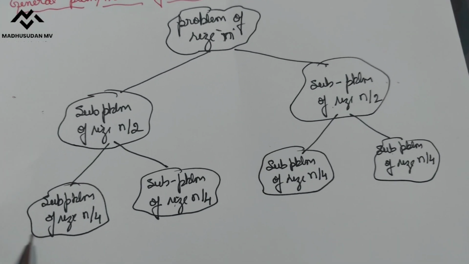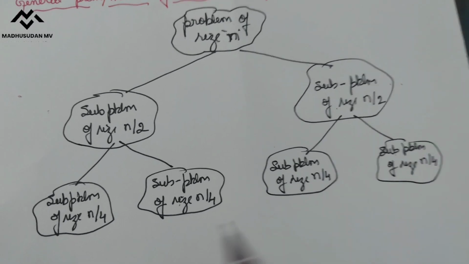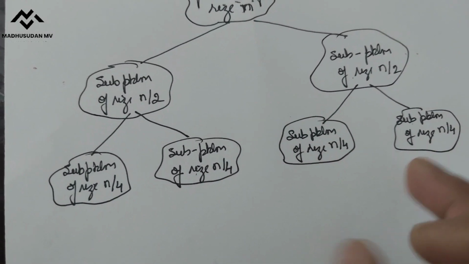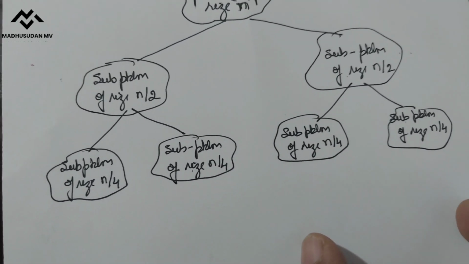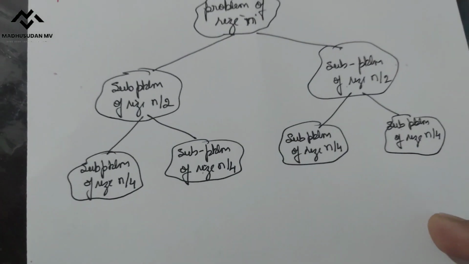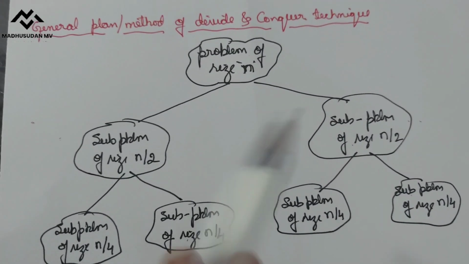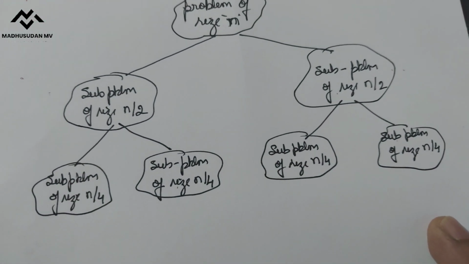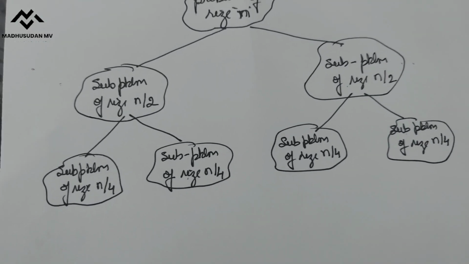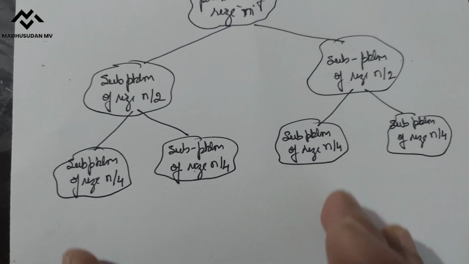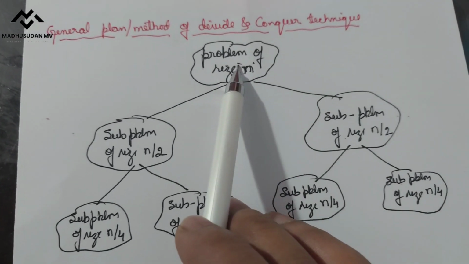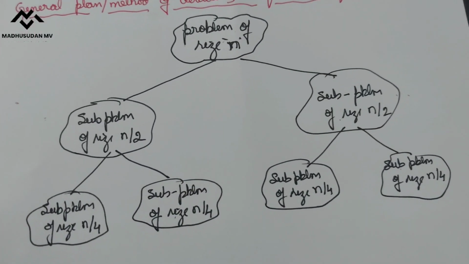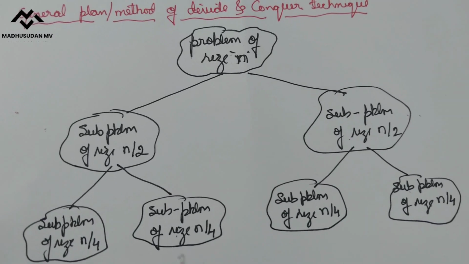Suppose these sub-problems are still large. Then again we need to divide each of the 4 sub-problems into two parts, so in the next level we get 8 sub-problems. It is not mandatory to stop at 1 level or 2 levels. For some problems it may go to a 3rd level of 8 sub-problems of size n by 8, and a 4th level of 16 sub-problems of size n by 16. It can go anywhere, depending upon the problem size n. In general, we keep dividing until the problem size becomes very small so that we can get the solution.